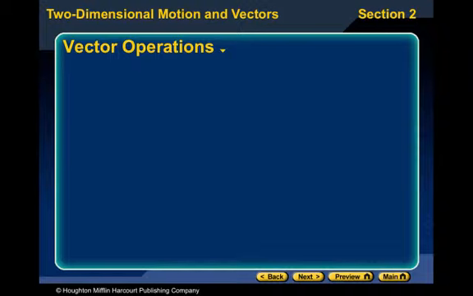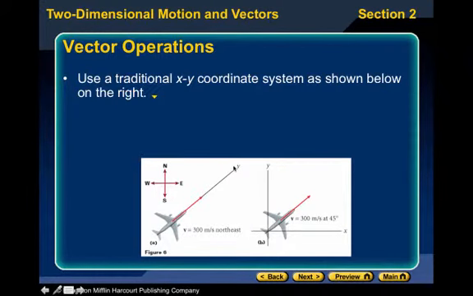This section is over using mathematical functions like our trig functions and the Pythagorean theorem to solve for resultants. These aren't trig problems. Chapter 3. So we will use a traditional XY coordinate system. Basically, we're going to draw them at the correct angles.